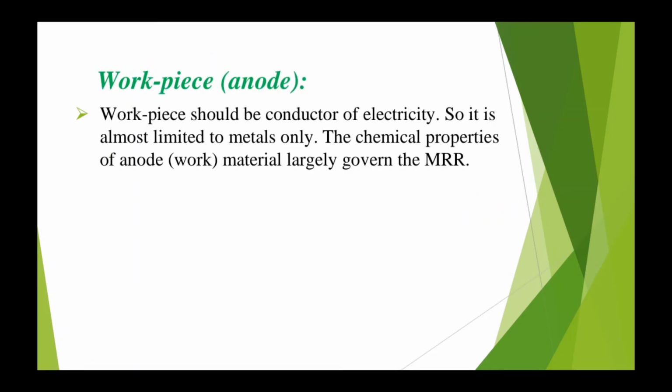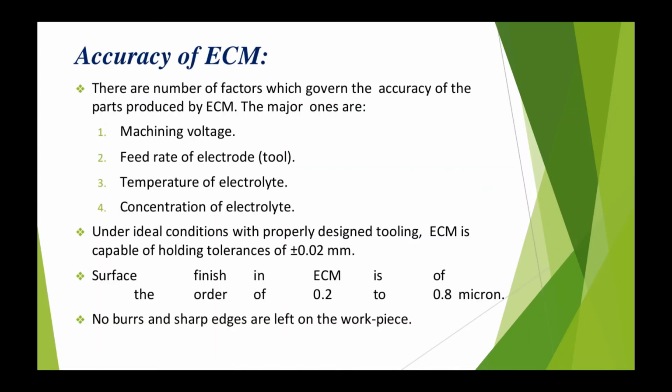Now we'll move to the workpiece, the anode. The workpiece should be a conductor of electricity, so it is almost limited to metals only. The chemical properties of the anode, that is the work material, largely govern the material removal rate. This is about the components of electrochemical machining setup. Now here I have shown some accuracy related points.